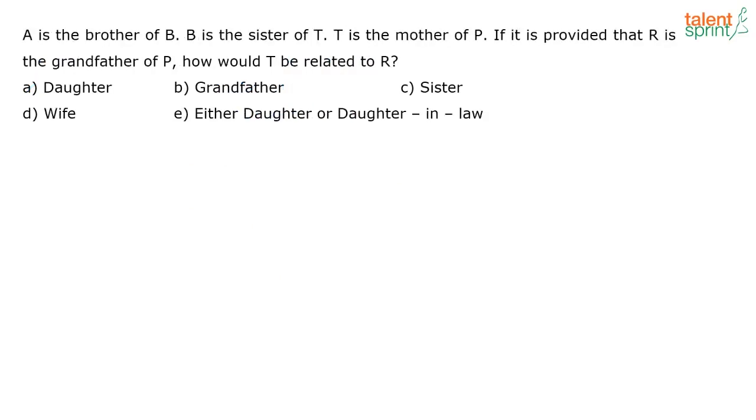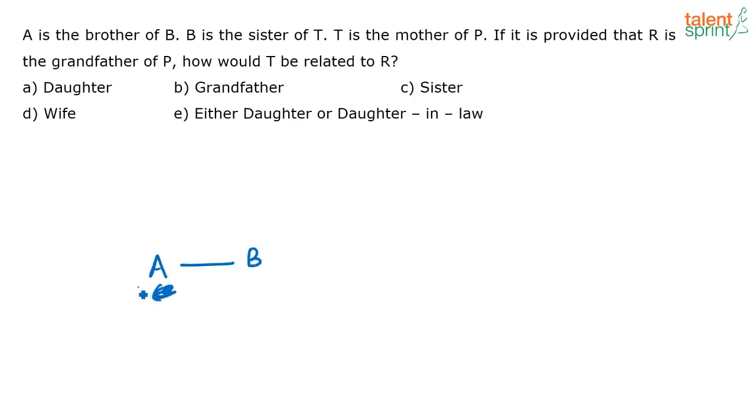Next one. A is the brother of B. B is the sister of T. T is the mother of P. If it is provided that R is the grandfather of P, how would T be related to R? A is the brother of B. So A and B are siblings and A is the brother.